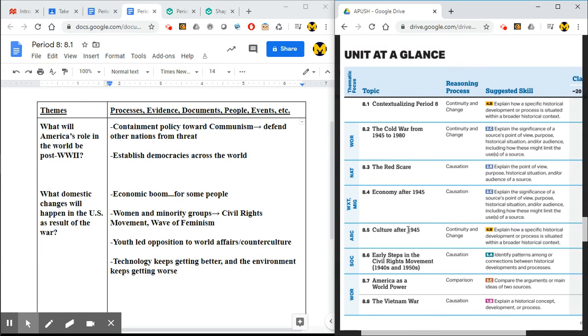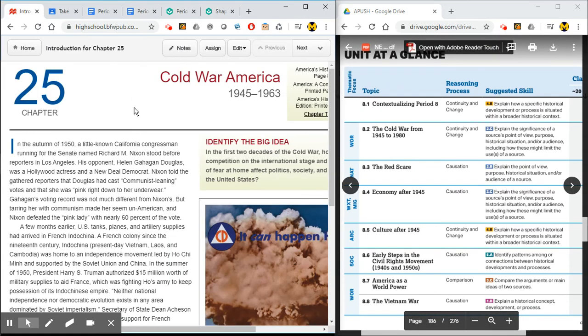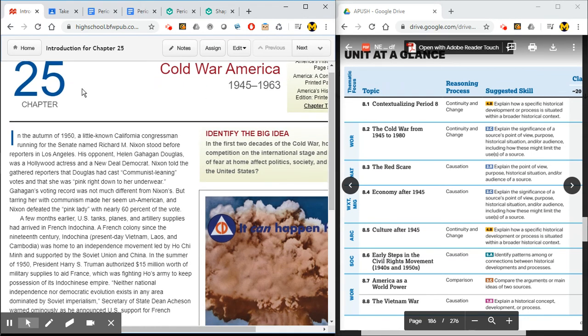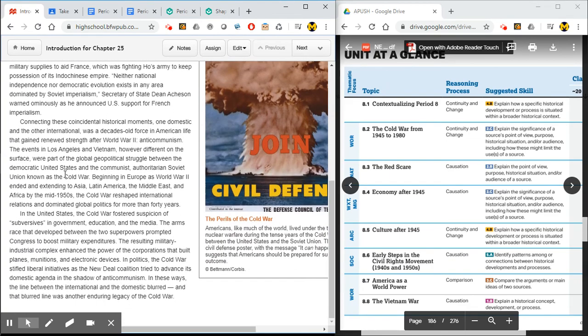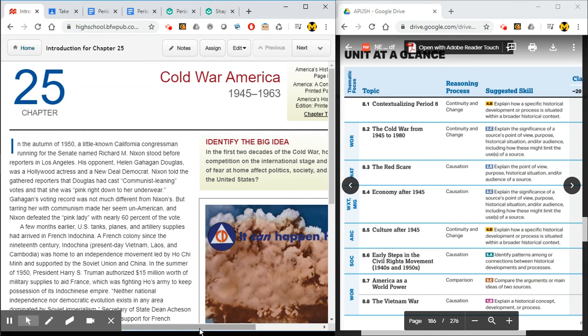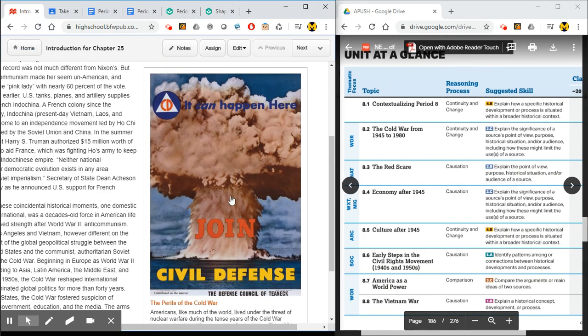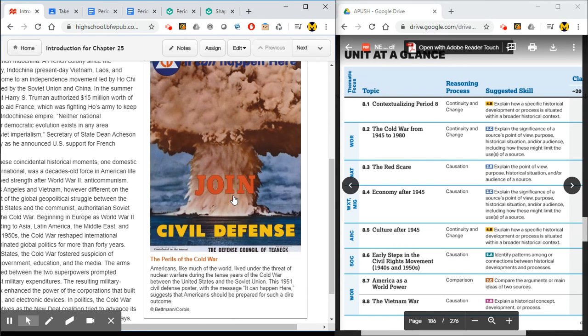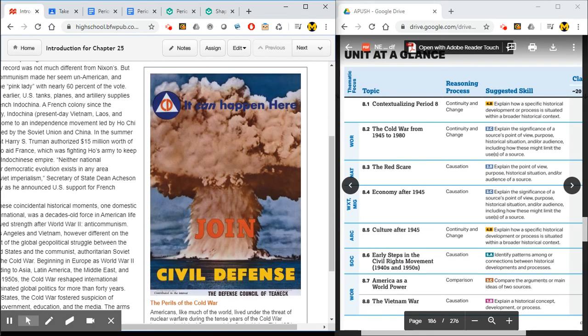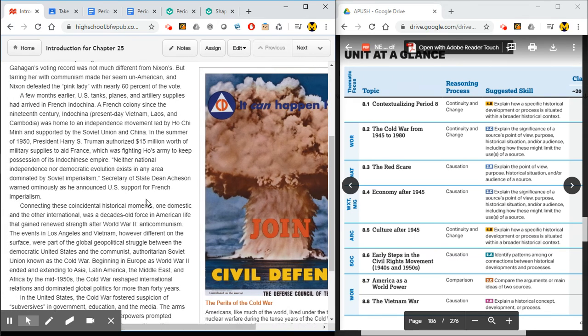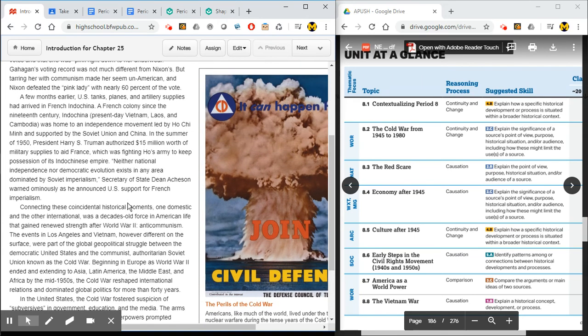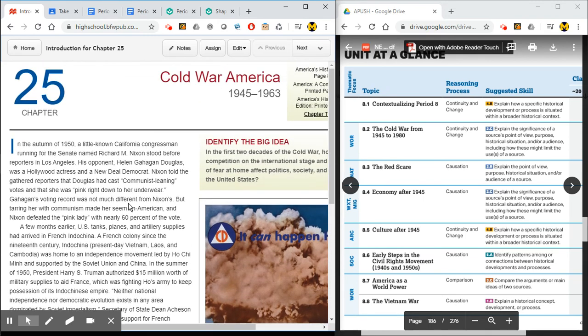Hopefully we get to explore this topic as a class in person. But if not, you guys have the book, you have your resources. This is the intro to chapter 25. This is what I'm going to assign as your reading. Very short, but you've got a big idea question to think about. You've got a nice source here. I like this picture. We're going to talk about that, the idea of nuclear attack and civil defense. And you've got a nice narrative here that helps us to understand the U.S. in the Cold War. So take a look at that stuff.